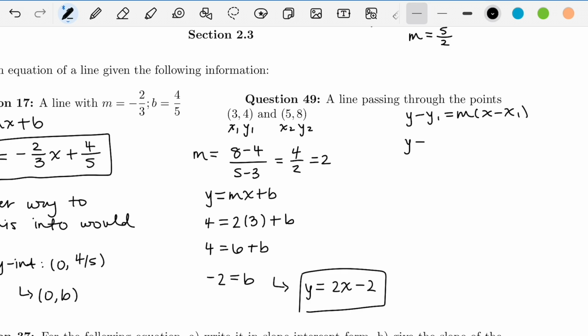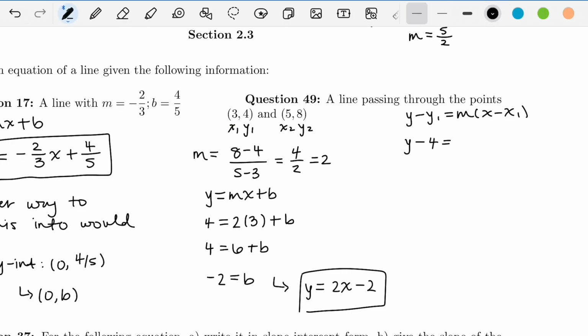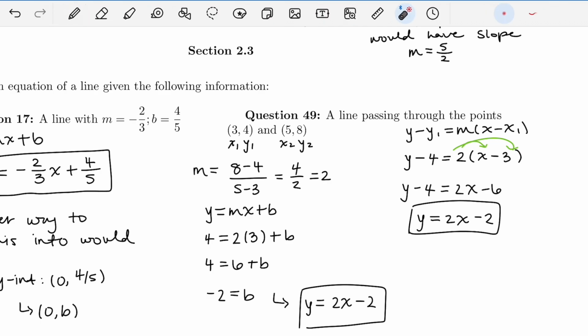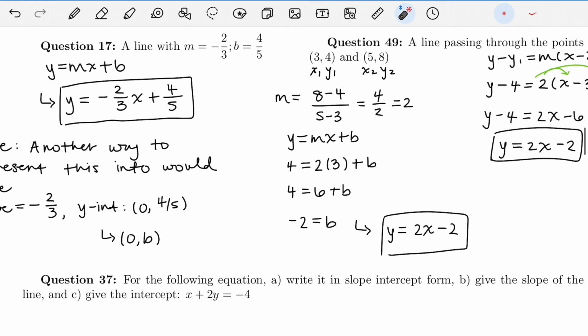So let's use this same one here. So we're going to get y minus 4 is going to be equal to 2 times x minus 3. Next thing we'll do is we'll distribute this 2 here, and then we'll just solve for y. So, adding 4 on both sides, this gives us y is going to be equal to 2x minus 2. So notice we get the same thing. You can use either one of these equations here to write the equation given this information. It just depends what you're more comfortable with, but as long as you have this information, you can use either one. All right, let's look at another example here.